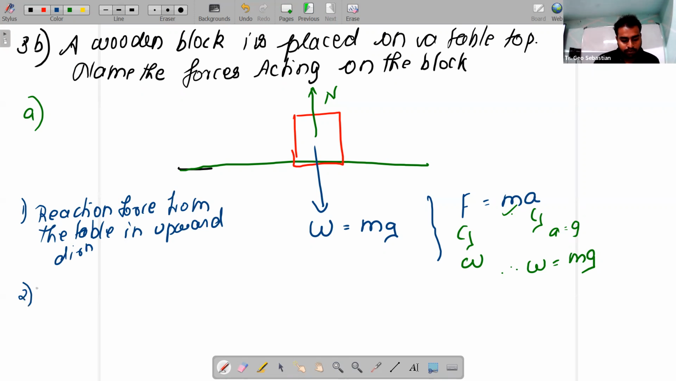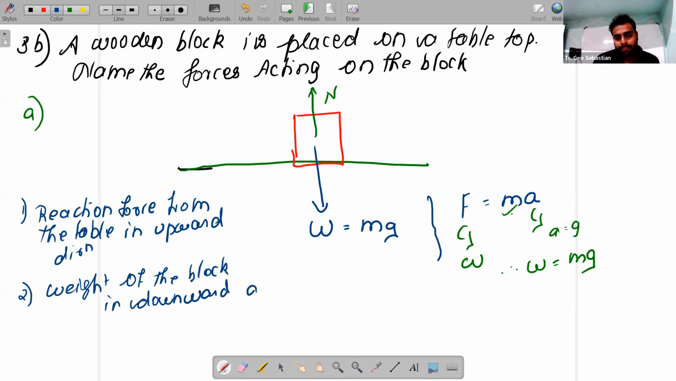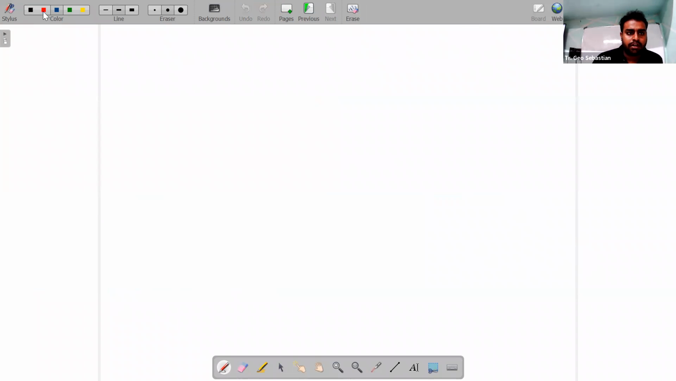Second one will be weight of the block in downward direction. Weight of the block in downward direction. Another question we can ask, theoretical type question.